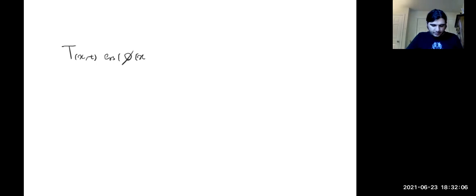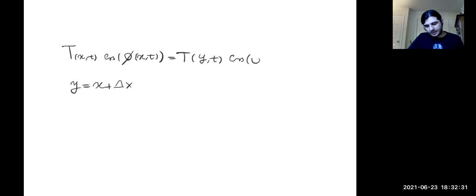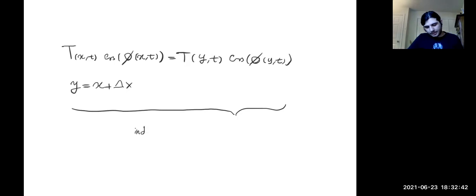In our assumption, in the way we describe this problem, it doesn't matter even if delta x is large or small. So in other words, for any other point y, we can say y is equal to x plus delta x. So this would be equal to T of y and t times cosine of phi of y and t, right? So it's independent of the point x.